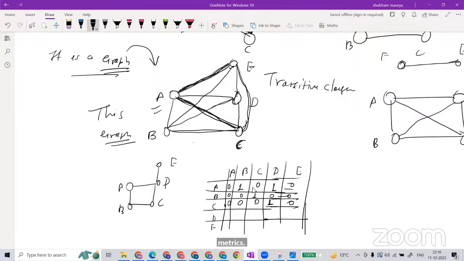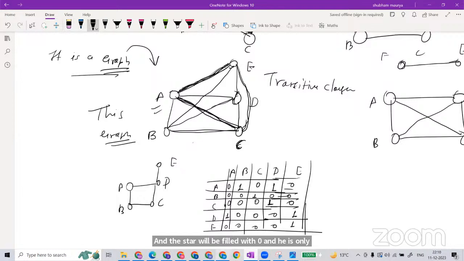And D is connected to A and E, and the rest will all be filled with 0. And E is only connected with D. So, sorry, E is only connected with D. See that the diagonal is going to be 0, 0, 0, and the same thing will come here. Okay, this is one. I think this is correct.